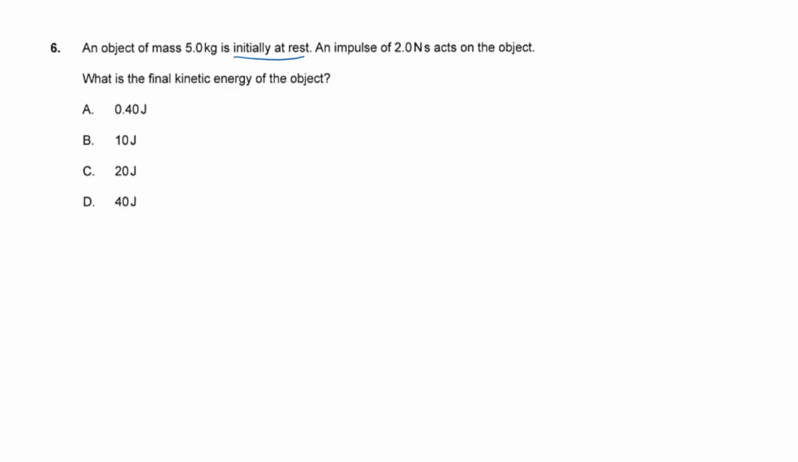Alright, so notice that I highlighted initially at rest. I did that because it tells us a key bit of information, that the initial velocity is equal to 0. Then the question is asking us to find the final kinetic energy. And to do that, we need the final velocity. Because what is the formula for kinetic energy? Well, recall that that is 1/2 mv squared.